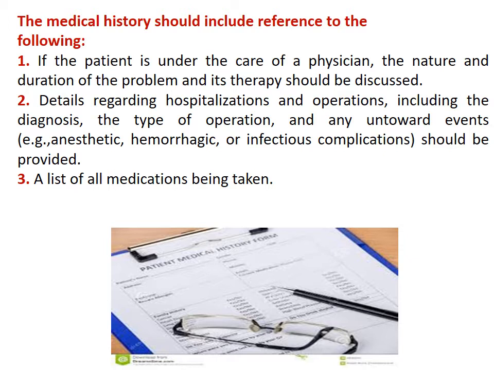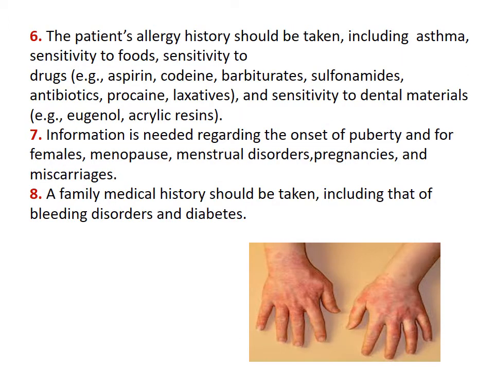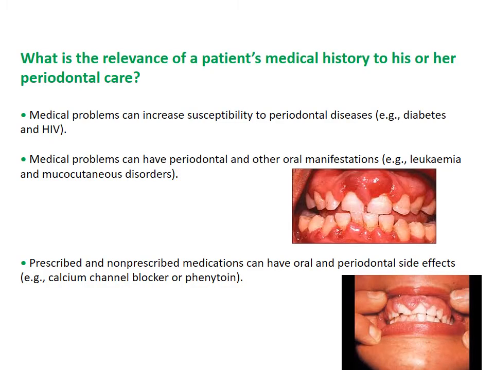Is the patient under the care of a physician? Does he have any systemic disease, take any drugs, or have any allergic sensitivity? Any spontaneous bleeding or hemorrhage, or any abnormal tendency to bleeding? Is he a drug addict, or does he take some drug as a treatment, like aspirin? Is the patient diabetic or hypertensive? Does he have a family disease or family history?